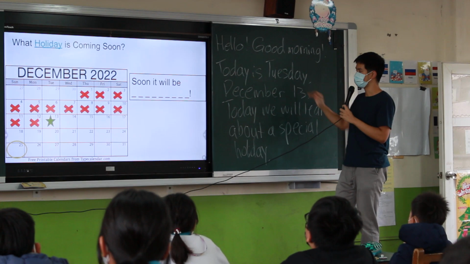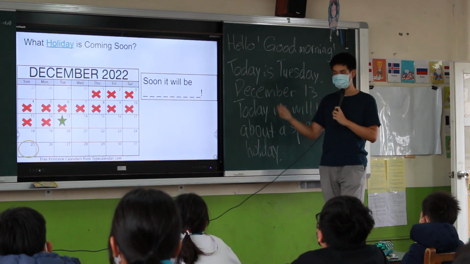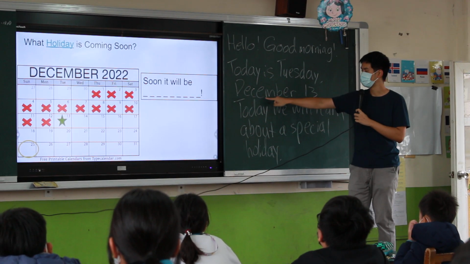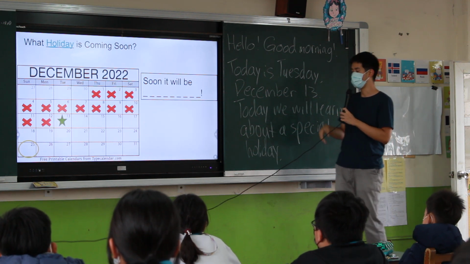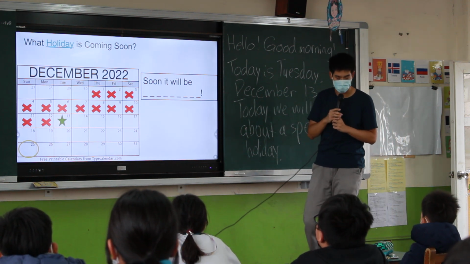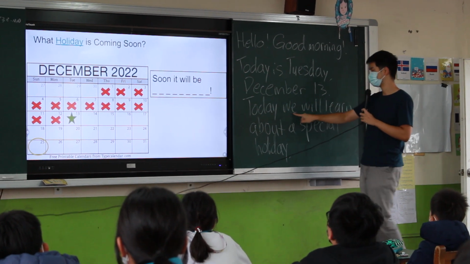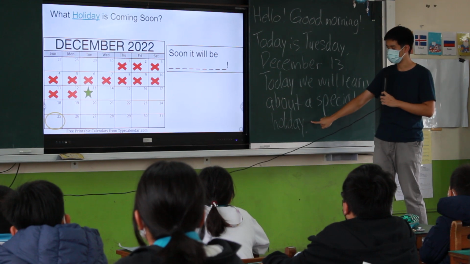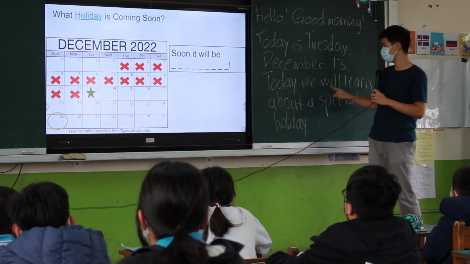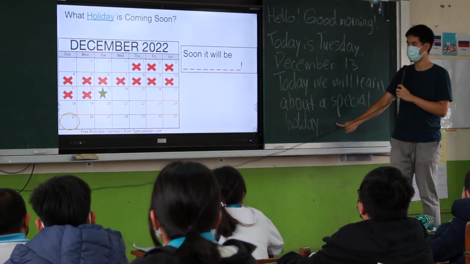Let's read from here. What day is it today? Today is Tuesday. December 13th. Good. And what will we learn about today? Today we will learn about a special holiday. Good. Today we will learn about a special holiday.